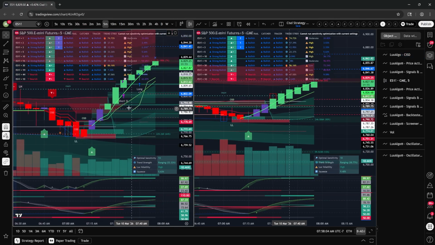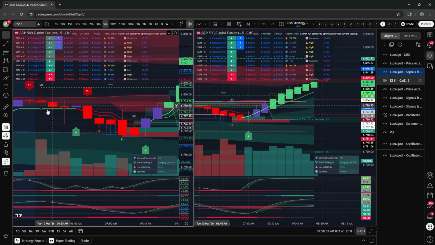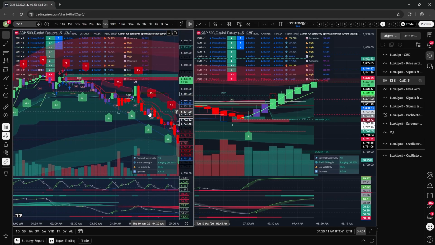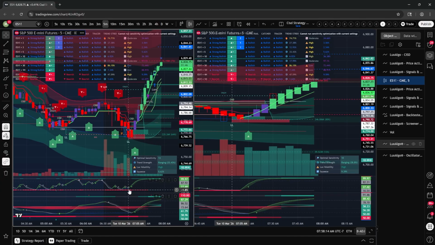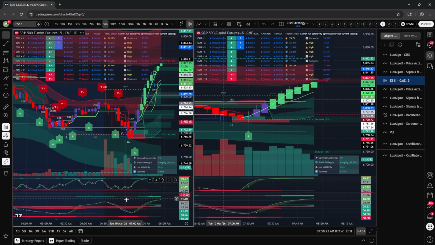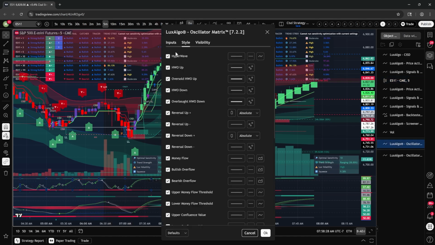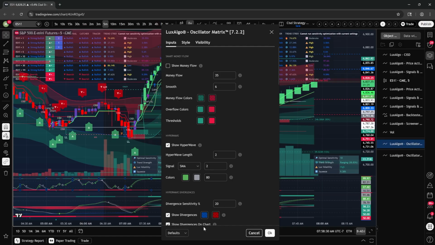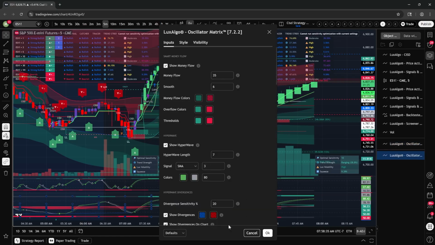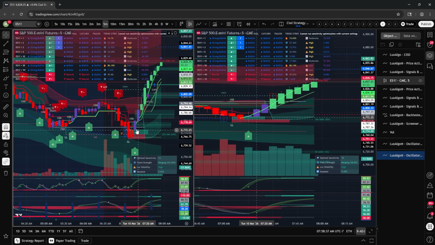I try to also color coordinate the charts so I can make them blend a little better. We got everything turned on, NeoCloud and stuff. Then we got two. By the way, both the right and the left charts are exactly the same. This one's Heikin-Ashi. This is normal candles. We got two oscillator matrix. This one's just set to fastest settings, and the other one's just on default, I think. So it's just to get the fast trend and then the overall trend.